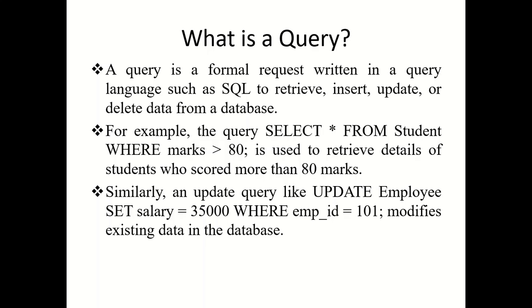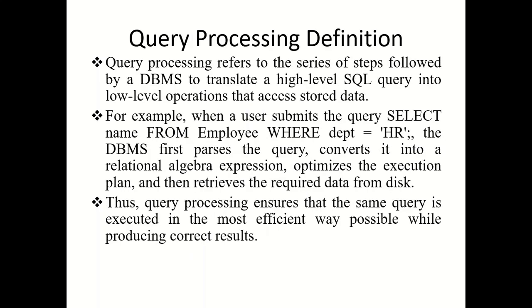So next, an example of an update query. Update the employee salary, set it to 35,000. The table name is employee. So the SQL query is: update employee set salary equal to 35,000 where employee ID equal to 101. This modifies the data in the database. This query is used to set the salary to 35,000 for employee ID 101.